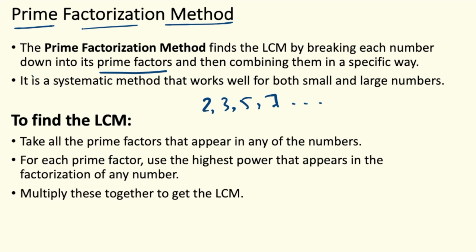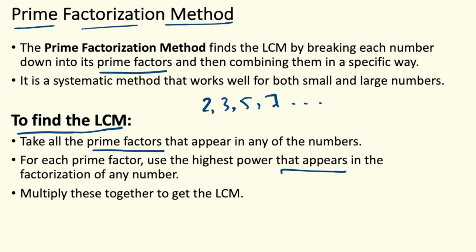Here's how the process works. To find the LCM, first we take each number and express it as a product of its prime factors. So we do this for the numbers for which we have to find the LCM. Now once we have the prime factorization of all the numbers, we look at the prime numbers that appear in the list.